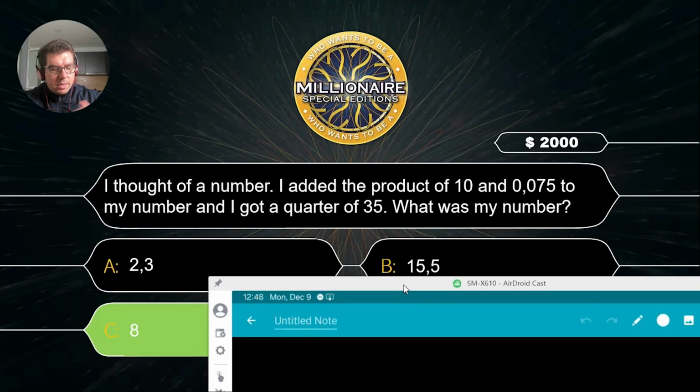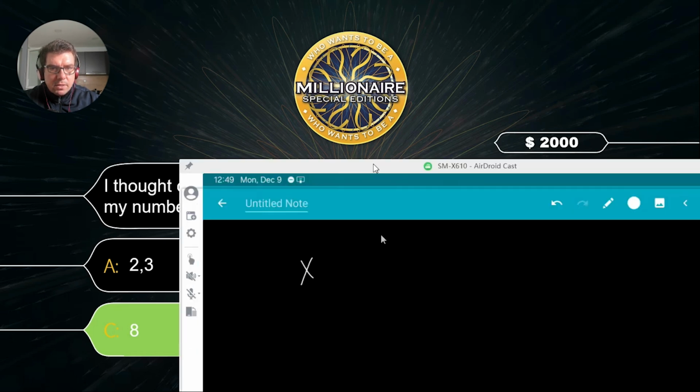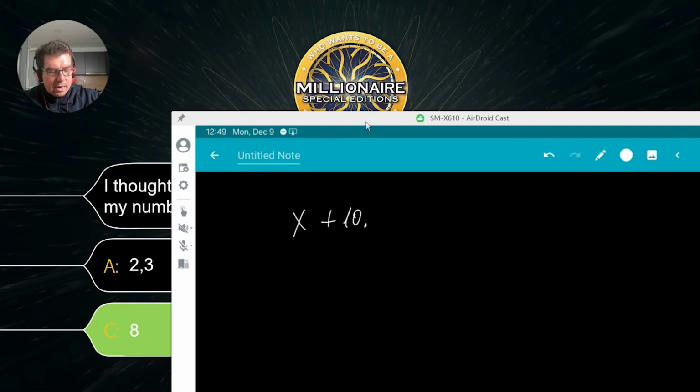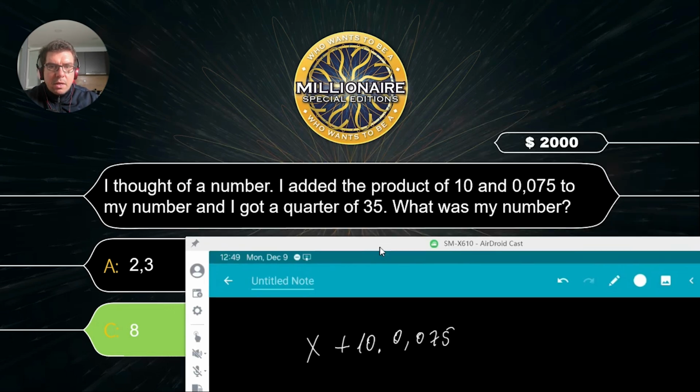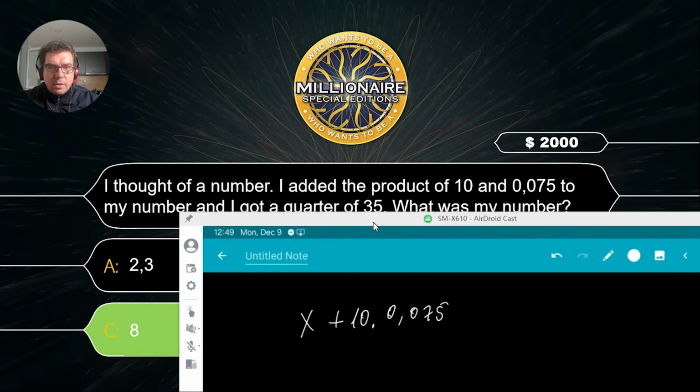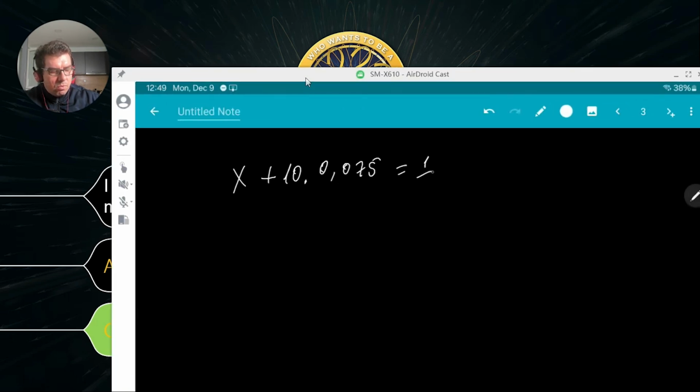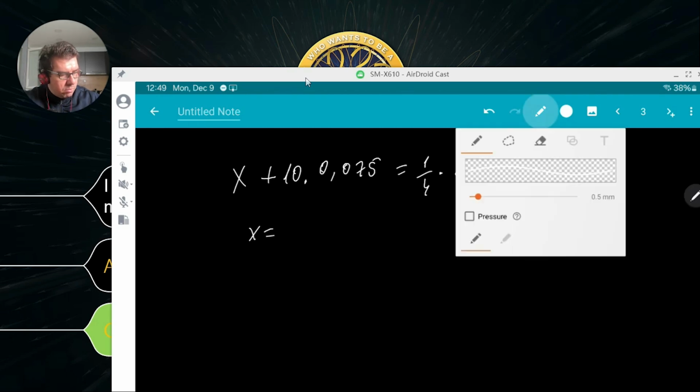I thought of a number that would be X, right? I added the product of 10 and 0.075. So plus 10 times 0.075, and I got a quarter of 35. So 1/4 times 35. So X plus, when we multiply by 10, as you know, we shift the dot to the right by 1 position. So this would not be equals but plus.